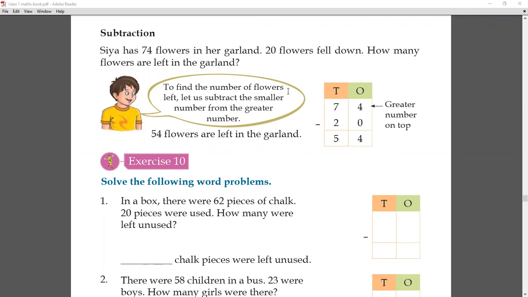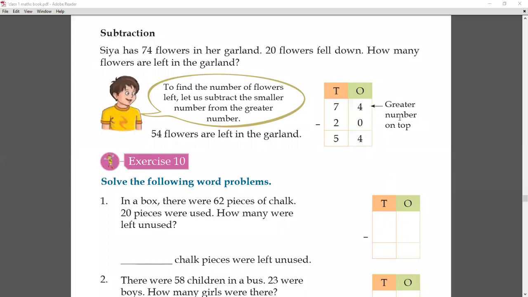To find the number of flowers left, let us subtract the smaller number from the greater number. Okay? So greater number on the top. जो ग्रेटर नंबर होता है वो हमेशा टॉप पर होता है. Is that clear? Now look at this, greater number on top. When we subtract, always greater number on the top. जब भी हम सब्ट्रैक्ट करते हैं तो जो ग्रेटर नंबर होता है वो हमेशा ऊपर की तरफ लिखते हैं.